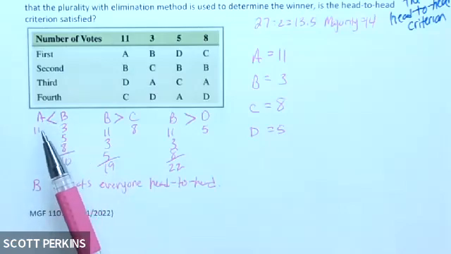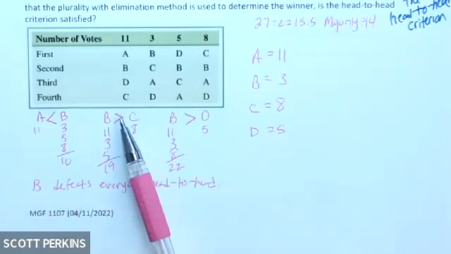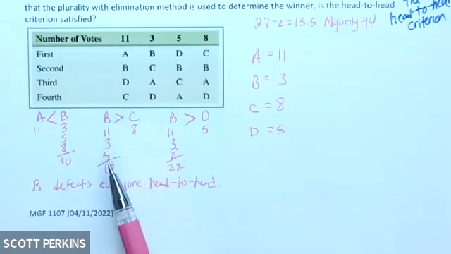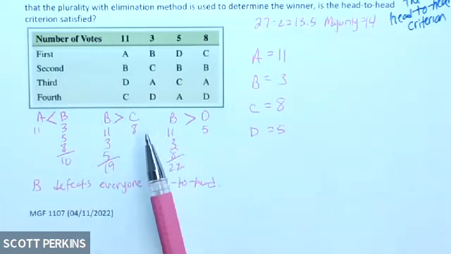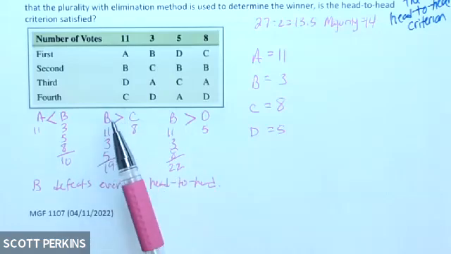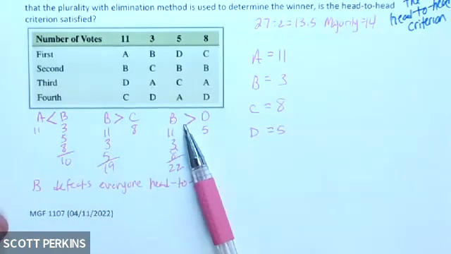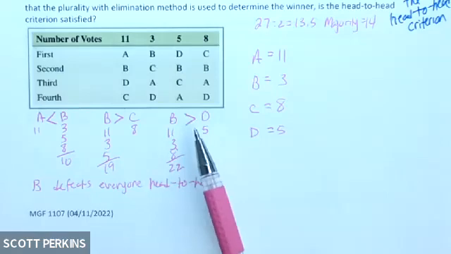So now I can throw A out. It can't win head-to-head versus everybody because it didn't beat B. So now I'm going to do B. I compared B and C, and B beat C on 19 ballots, C won on 8. So B won against A, B won against C, so I'm going to try D. And then B and D, I got the same thing, B beat D.